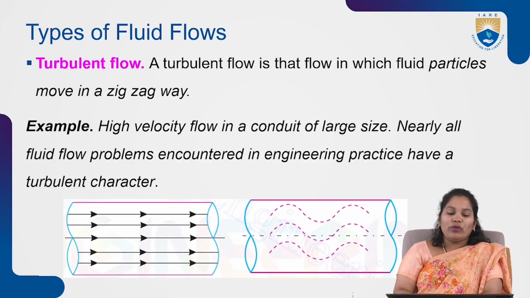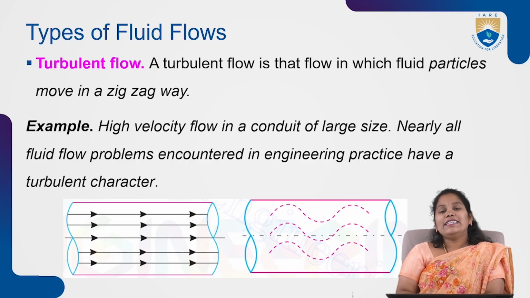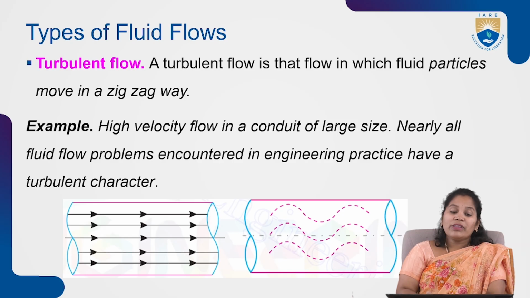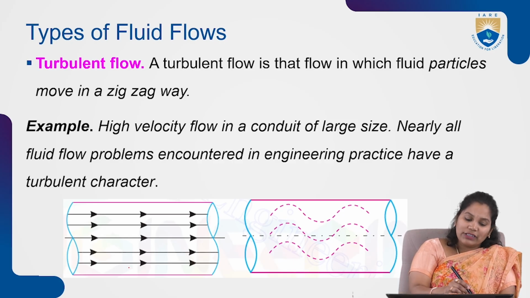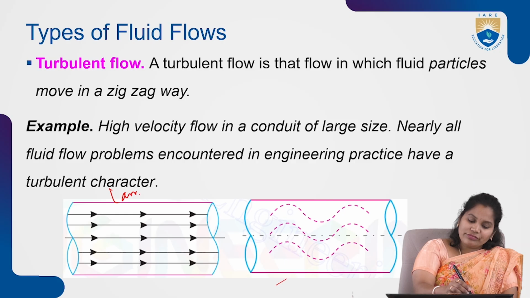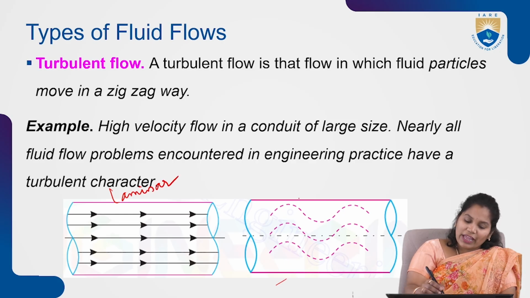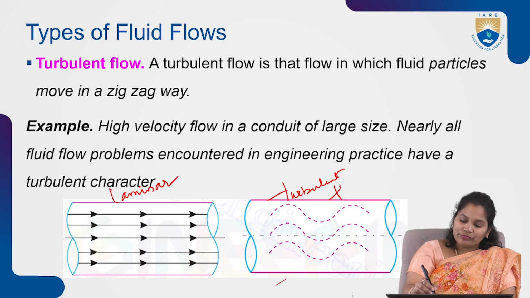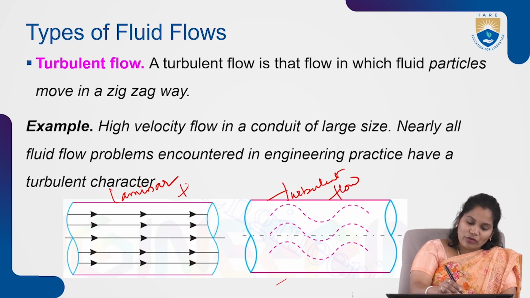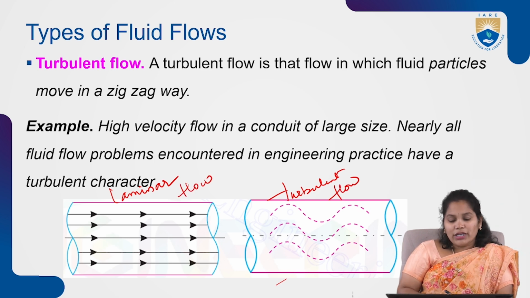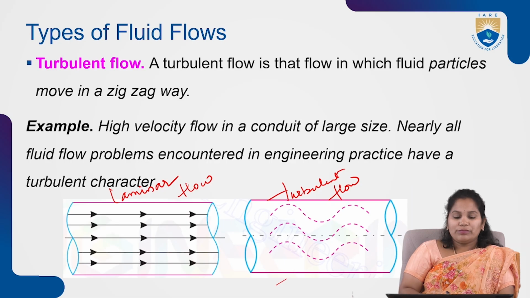Now turbulent flows. In turbulent flow, the particles move in a zigzag manner. Here is the figure itself. This is the laminar flow and here is the turbulent flow. Laminar flow and turbulent flow, right?